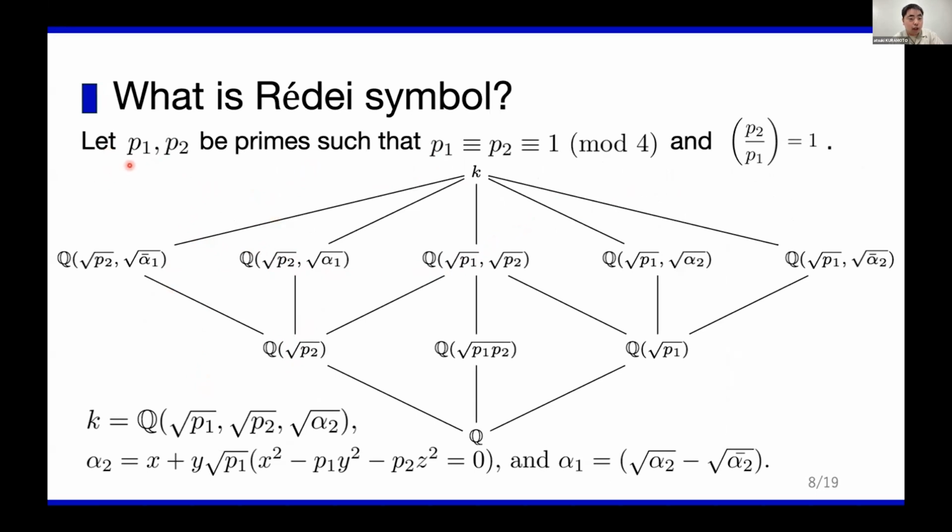Okay, let p1, p2 be prime numbers congruent to 1 modulo 4 and quadratic residues modulo each other. Then, we can construct a dihedral extension K of Q with order 8. This field K is called the Rédei extension. The Rédei symbol is defined by using this field K.